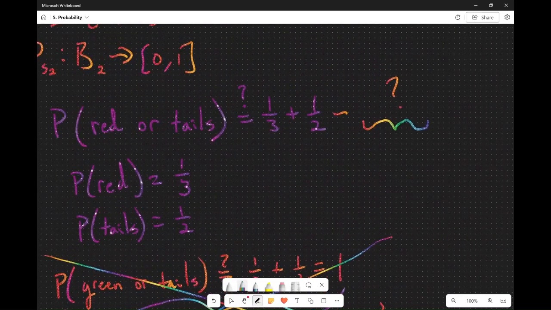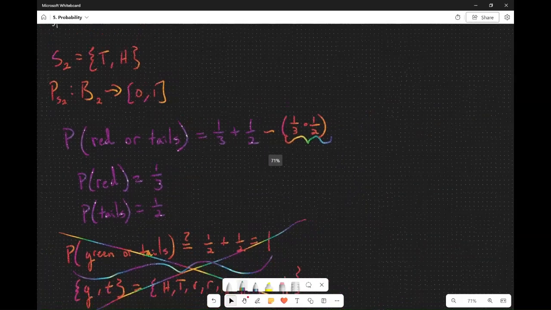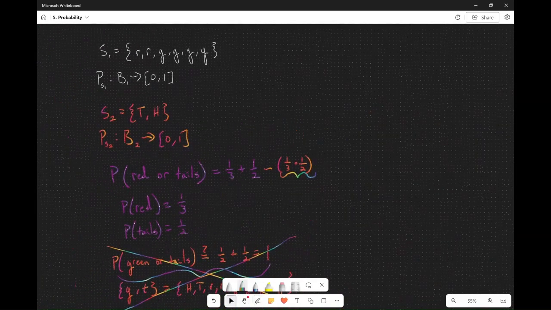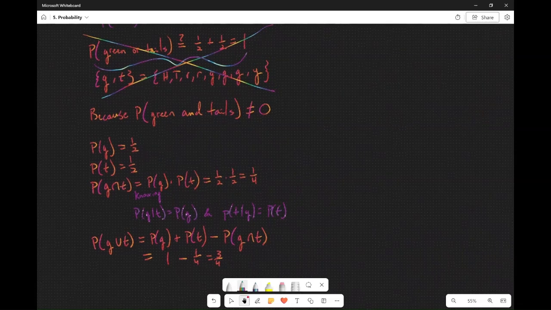And similarly, up here, we remove the question marks, we have to subtract the probability of red and tails, and it's the same logic, minus, and I'll just put it in parentheses, 1/3 times 1/2. And there we go. That is how we handle an or statement in two sample spaces. So now we have a new combined sample space where two things can happen simultaneously.